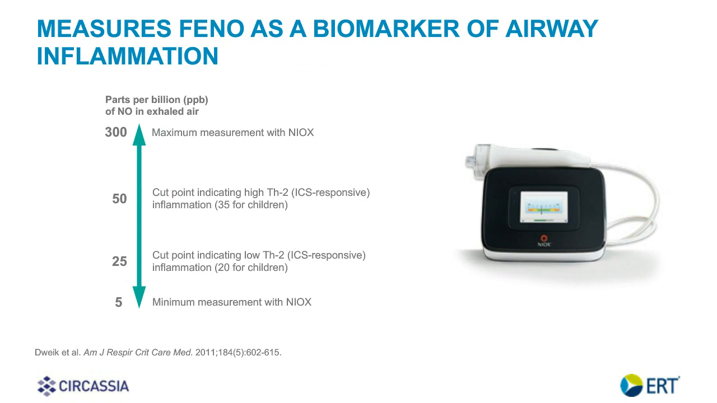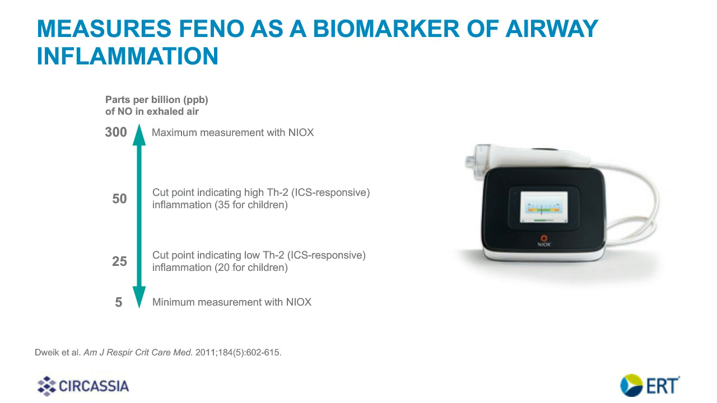How does one measure FeNO? Well, this is the picture of the Niox Vero, which is the newest version of the machine to measure FeNO on the market. You can see it measures FeNO from 5 to 300 parts per billion in exhaled air. 5 is the minimum measurement with the Niox. 300 is the maximum measurement with Niox.